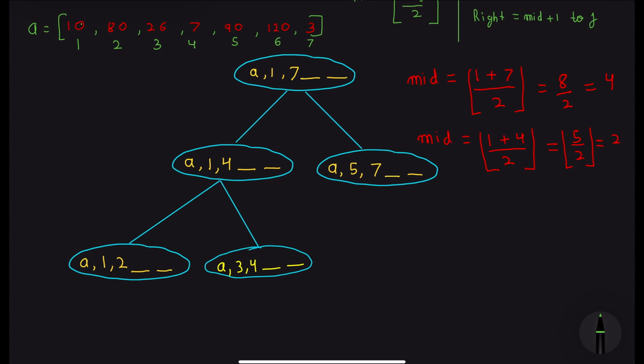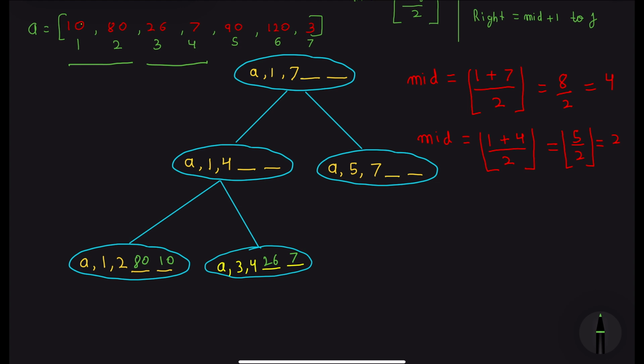Let's find the maximum and minimum for the elements 1 and 2. So we have 10 and 80. So 80 is greater than 10. So the maximum element will be 80 and the minimum element will be 10. Now on the right side for 3 and 4, so 26 and 7. So 26 is larger than 7. Then we will get 26 as the larger element and 7 as the smallest element.